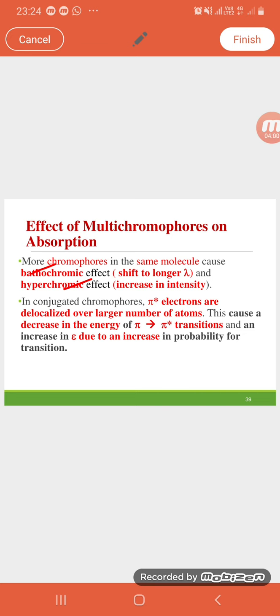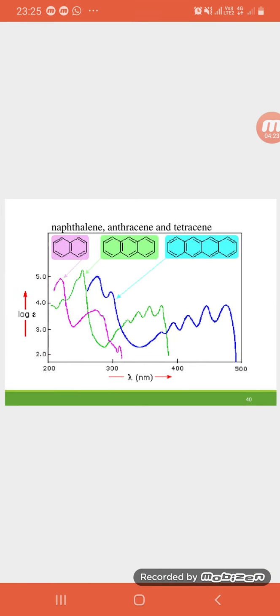Okay, why? Because in conjugated chromophores, the pi star electrons are delocalized over a large number of atoms, and this will cause a decrease in energy of the pi to pi star transition, and this will also increase the molar absorptivity. Why? Due to the probability of the transition.